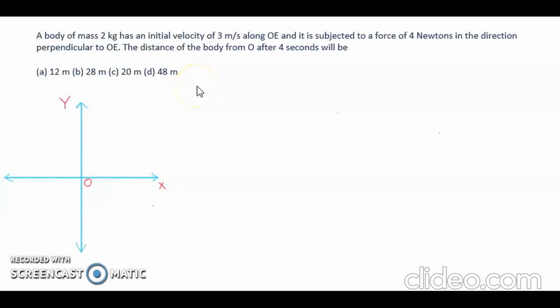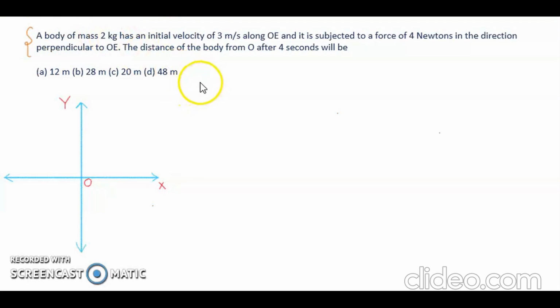Let me read out the statement of the numerical first. A body of mass 2 kg has an initial velocity of 3 meter per second along OE, and it is subjected to a force of 4 newtons in the direction perpendicular to OE. The distance of the body from O after 4 seconds will be. So 4 options are there and we have to choose the correct option from these 4. First of all, let me explain the statement of the numerical that we have.